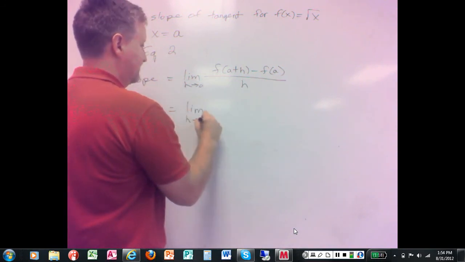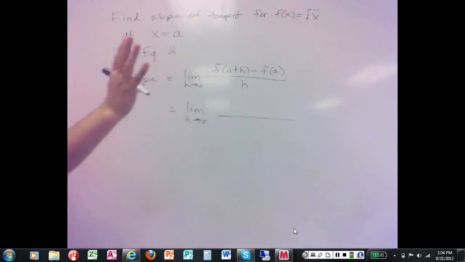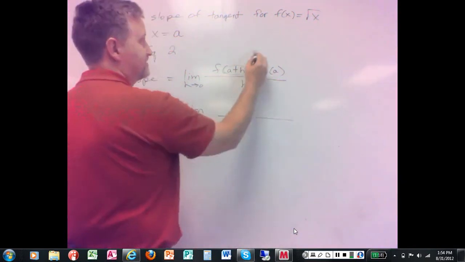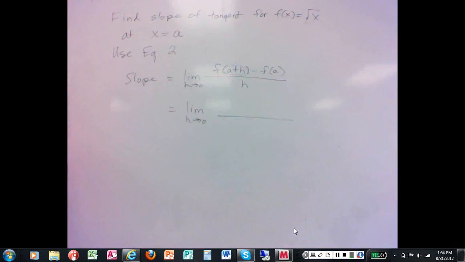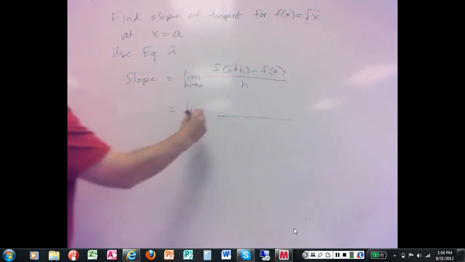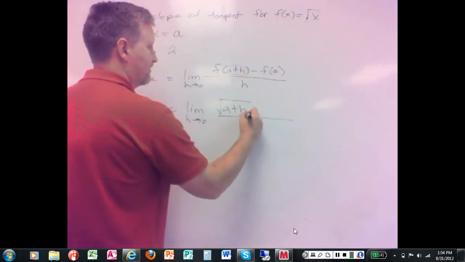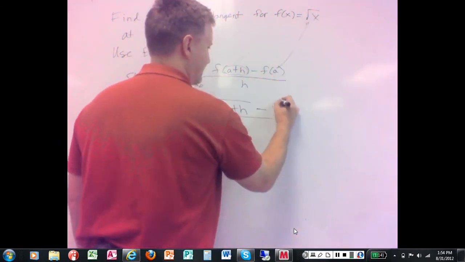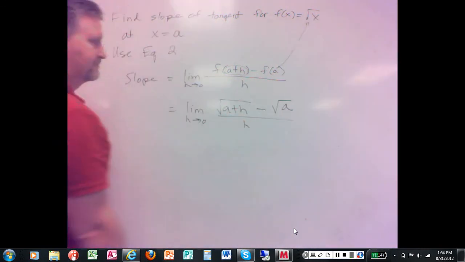So f of a plus h, that's what I'm stuck with. What is f of a plus h in this case? Well, this means input a plus h back in my function. So what is f of a plus h? Square root of a plus h. I don't have a number for a, so I'm stuck with f of a. So I'm going to input a for f of a. What is f of a? Yeah, plug in a, all right? Square root of a. And then that's all over h. Okay.